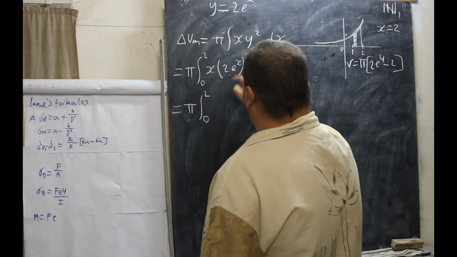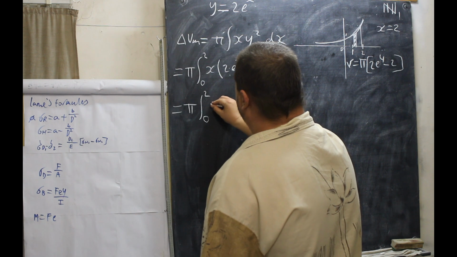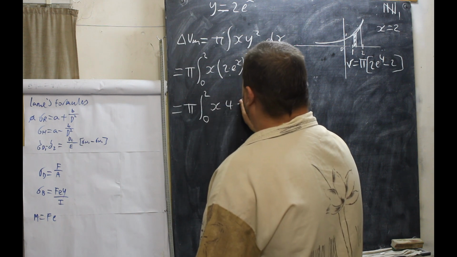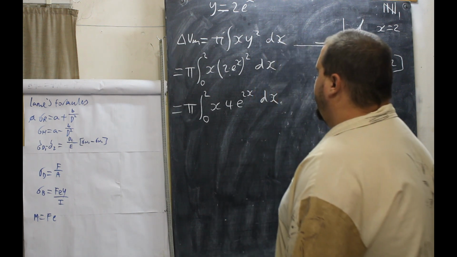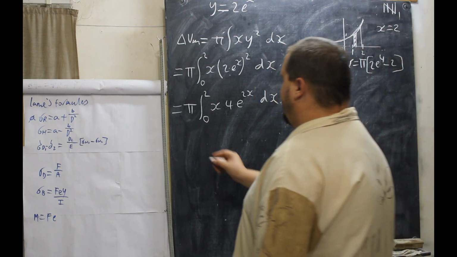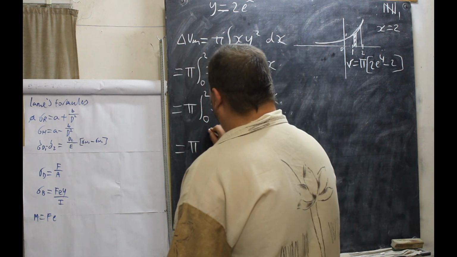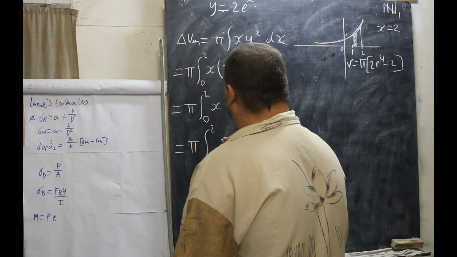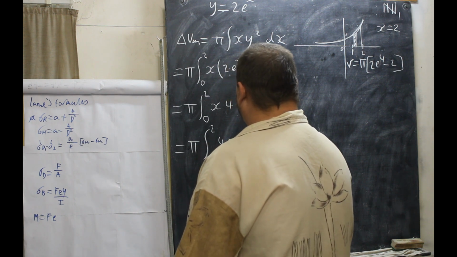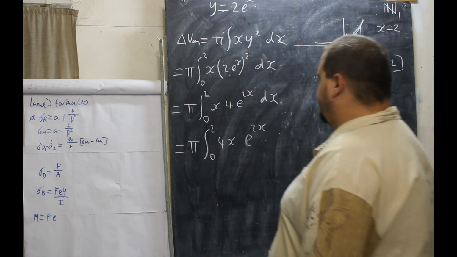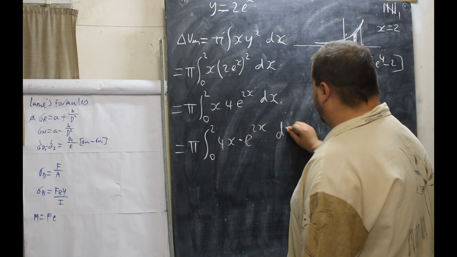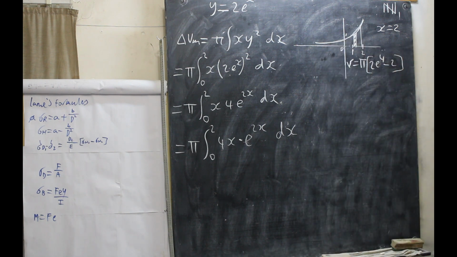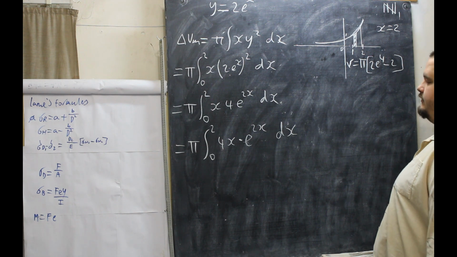So now 2 times 2 squared is 4. So that's x times 4e to the 2x dx. Now we have the integral from 0 to 2 of 4x times e to the 2x dx. Now we've got two things here.